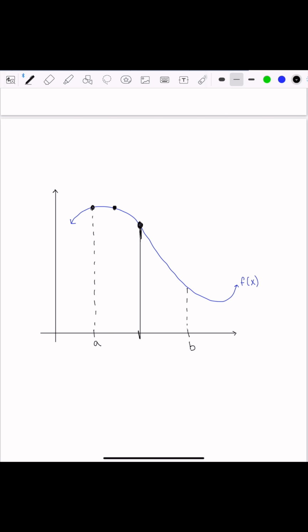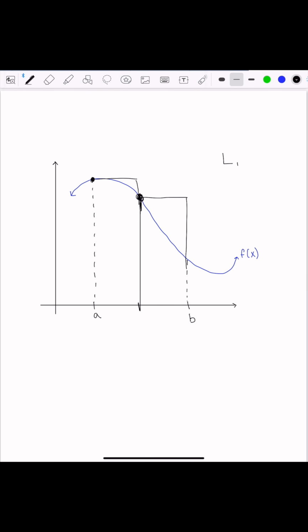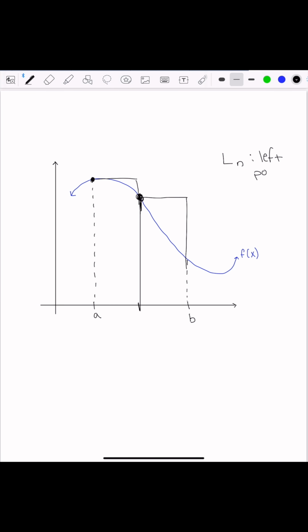We could choose the left point, like here. This would be me choosing the left point of this first interval for this first rectangle, and then I would choose the left again for the height of the second one. When we choose the left point like that, that's called the left point approximation, and we use the capital letter L with n to denote that. That means we're going to use the left point for the height of each rectangle. Sorry, I said triangle, I mean rectangle.